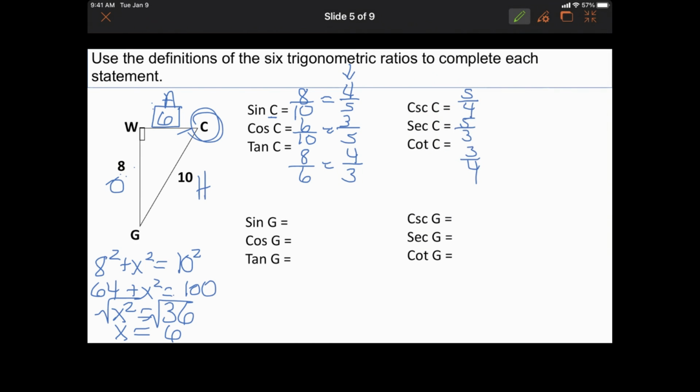Now we're going to do the other angle, G. I'm going to circle that, going to cross that out. That now becomes the adjacent. Now this becomes the opposite. So this is going to be 6 over 10. This is going to be 8 over 10 and 6 over 8. And again, I'm going to simplify it, dividing by 2. And then for these, reciprocal.